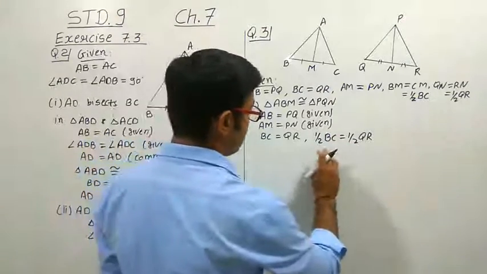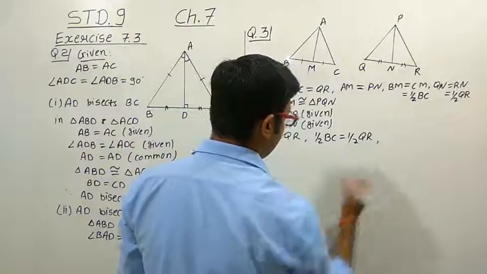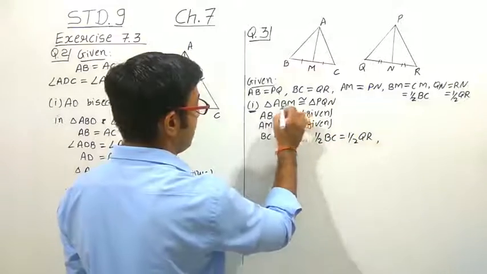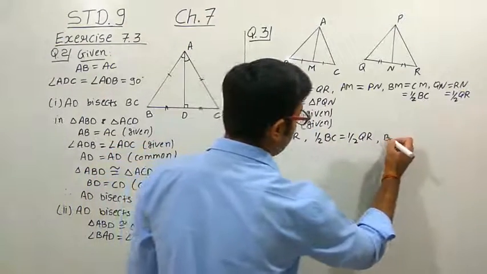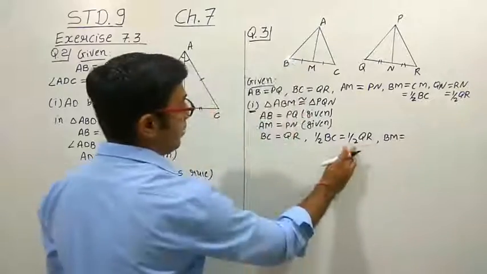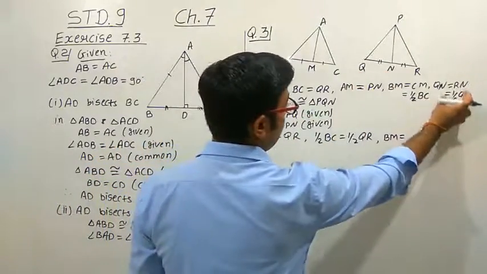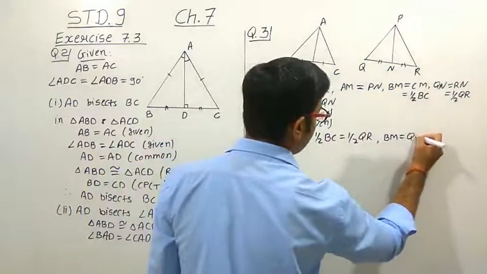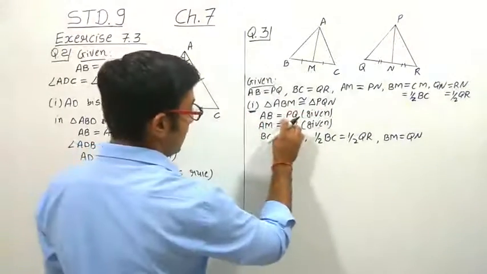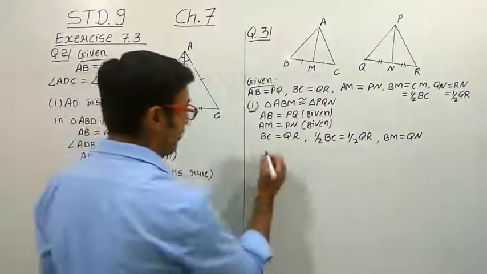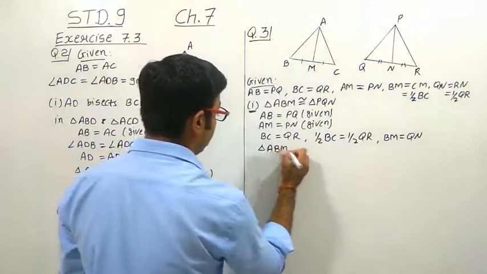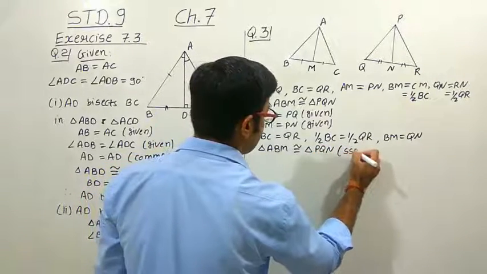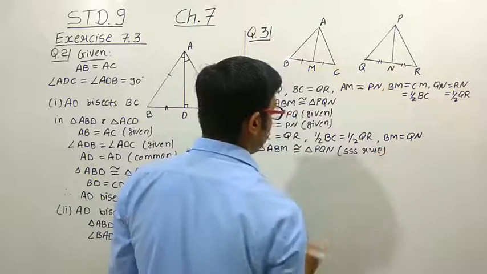Right? So now instead of 1/2 of BC and 1/2 of QR, what can we write down? 1/2 of BC means we can take BM, because this is one of the sides of this triangle ABM. So we have to take BM here. In the same way, 1/2 of QR means we can take RN or QN, but QN is a side of this triangle PQN. So here we have to take QN. Now see, in these two triangles, all three sides are equal. So now we can say that triangle ABM is congruent to triangle PQN by the SSS rule. Right?